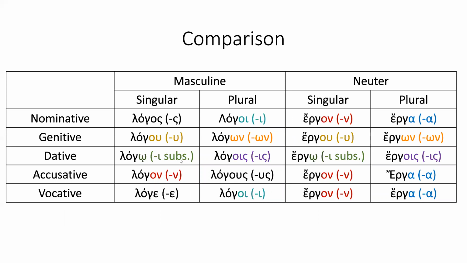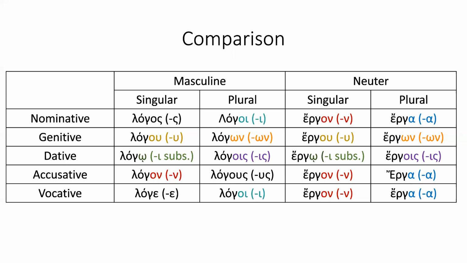So the first pattern is that the genitive singular for both end in u. The dative singular for both end in a iota subscript. The accusative singular in the masculine and the nominative, accusative, and vocative all end in on or a nu. In the nominative and accusative and vocative plural for the masculine, it ends in a iota, while in the nominative and vocative neuter, it ends in a.